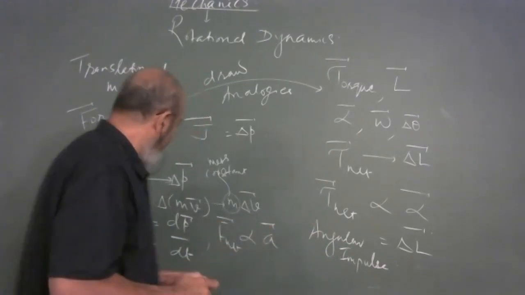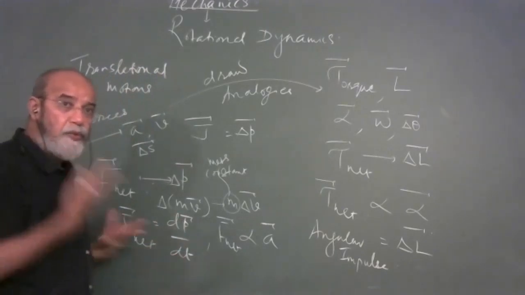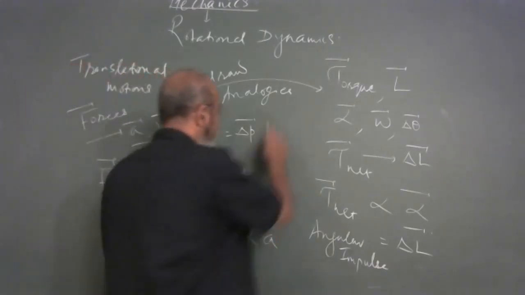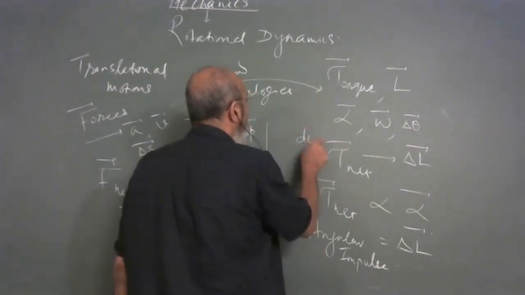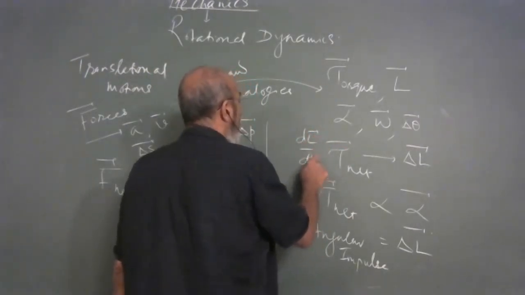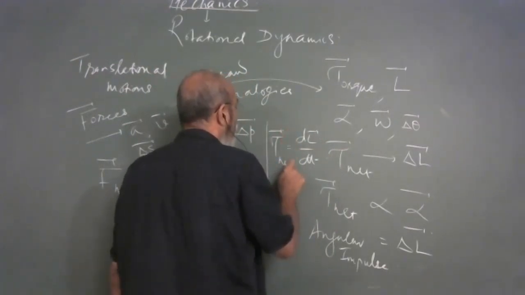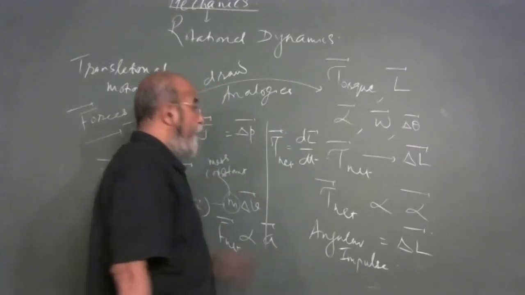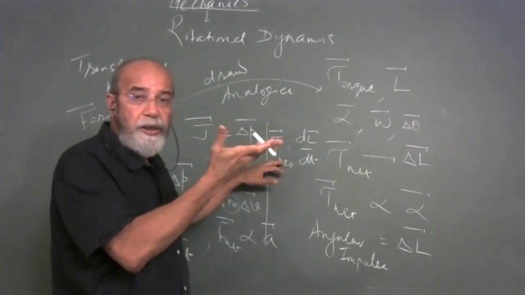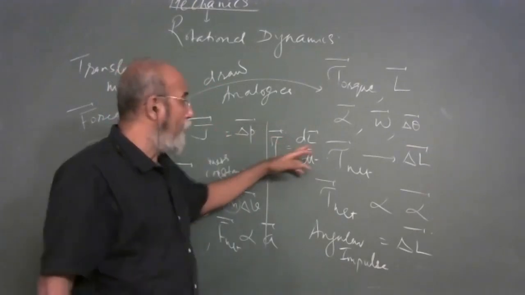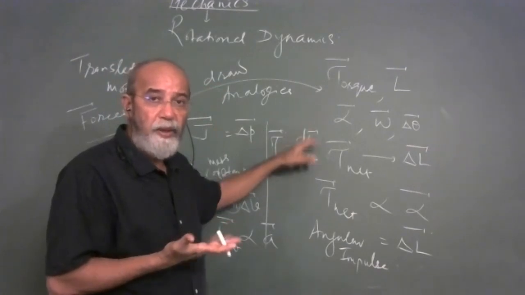A rate of change of linear momentum with time gives you net force. A rate of change of angular momentum with time gives you net torque. If the net torque on a rigid body is zero, then there will not be a change in angular momentum. This will be a constant.